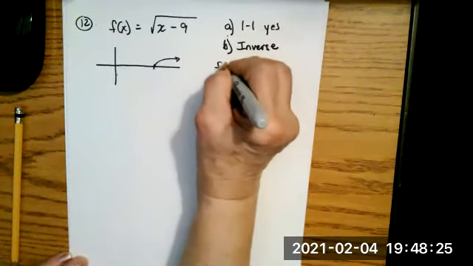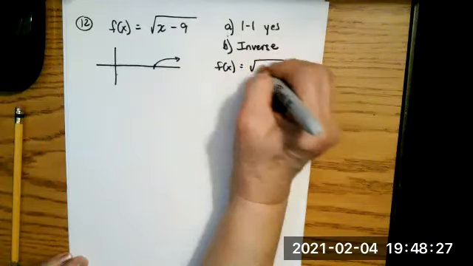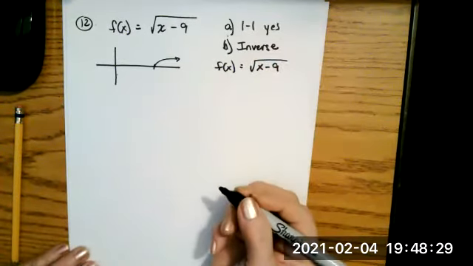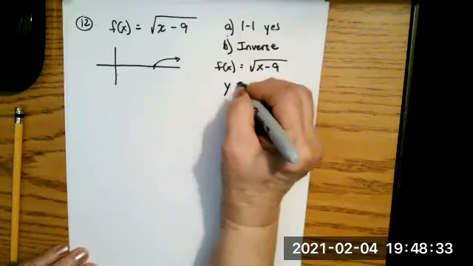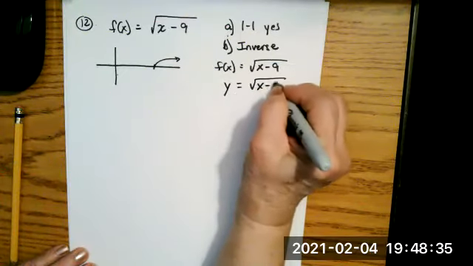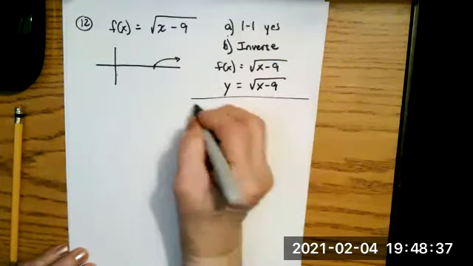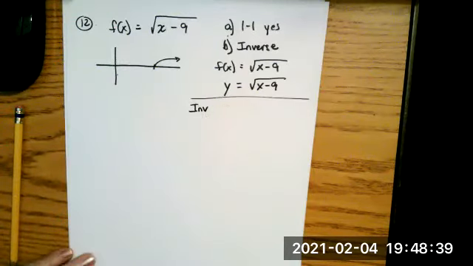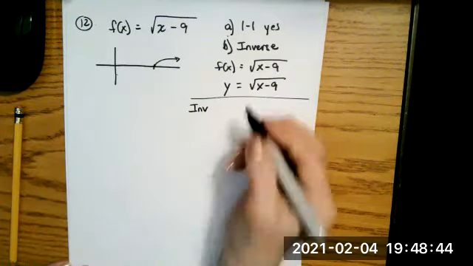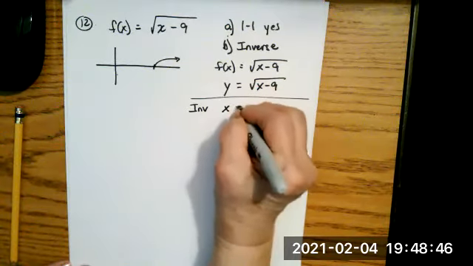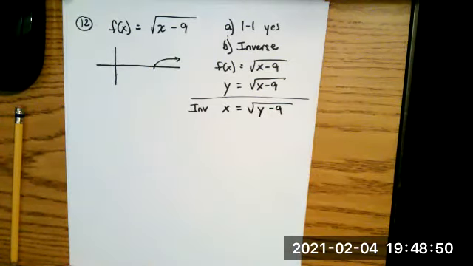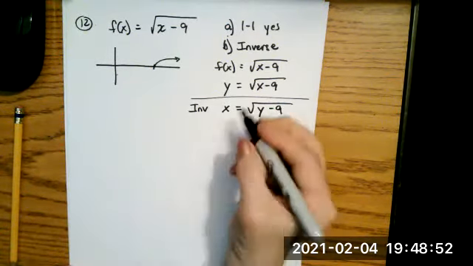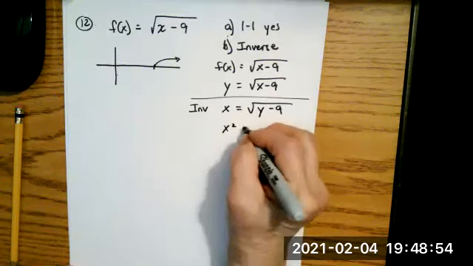So f of x equals the square root of x minus 9. So y equals the square root of x minus 9. Then I want to start my inverse. I'll swap my x and y. So I have x equals the square root of y minus 9. Now I'm going to square both sides.